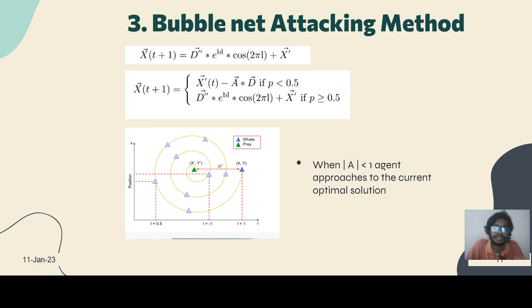And finally, we have the bubble net attacking method, where if our agent A is less than one, then that is our current optimal solution, and we need to approach it.